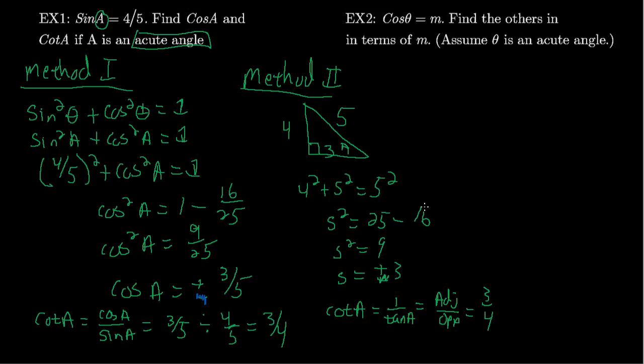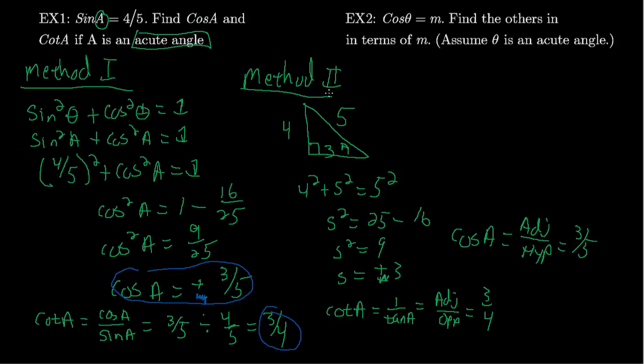I was also asked to find cosine A. Cosine A is adjacent over hypotenuse, which is 3/5. So I get the same set of answers two different ways, and it really doesn't matter whether you use the old identity sine squared plus cosine squared equals 1, I'm still going to get cosine is 3/5, cotangent is 3/4, or whether you use the right triangle method, cosine is 3/5, cotangent is 3/4.